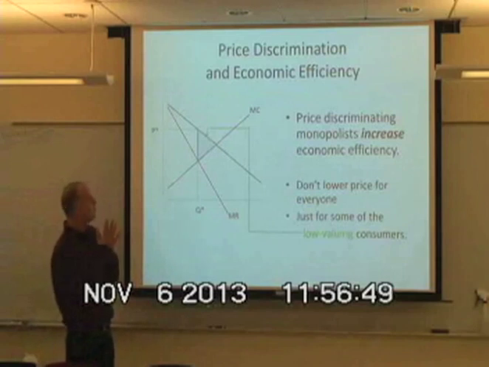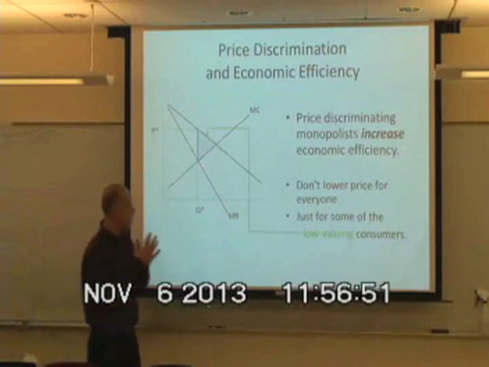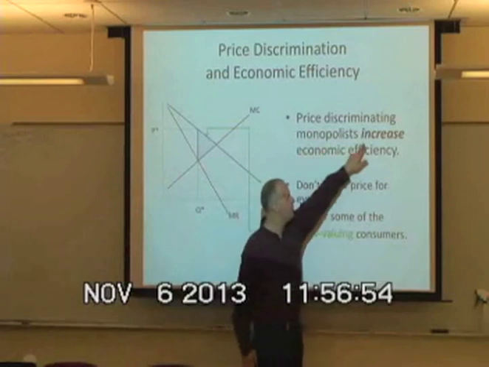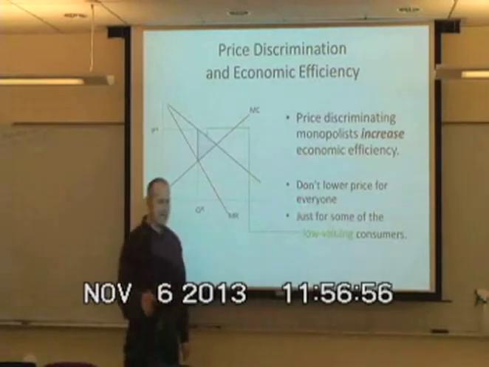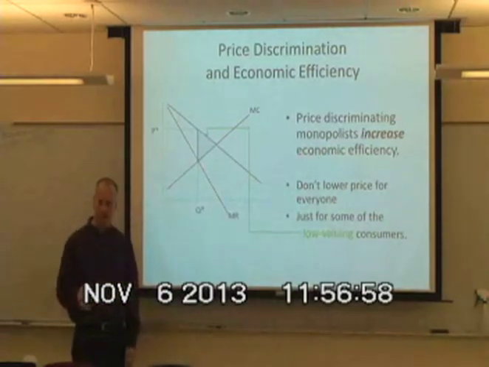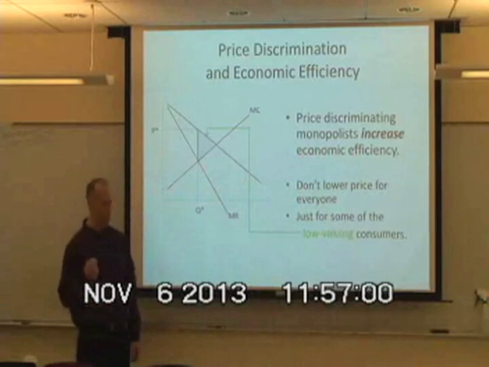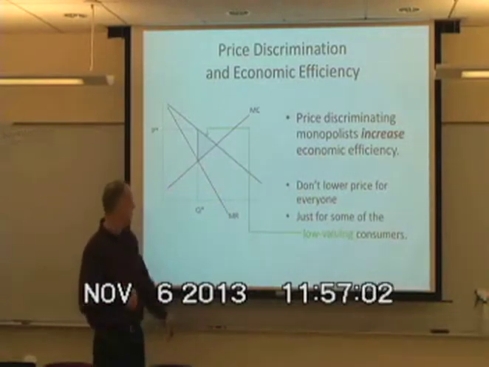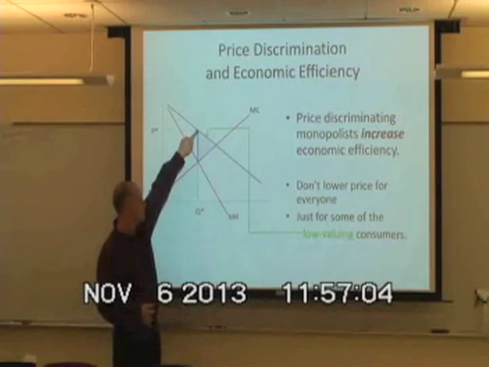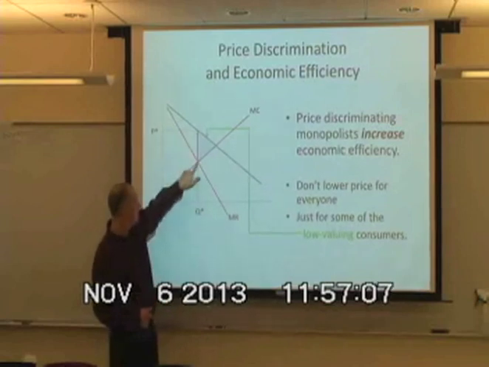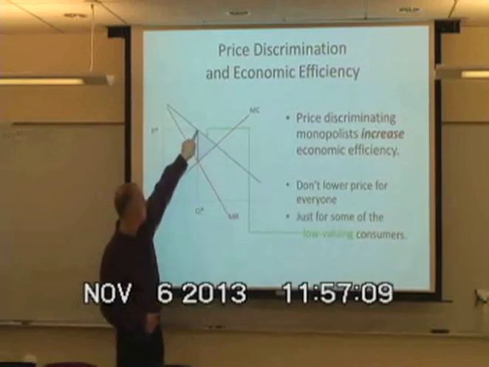A note about price discrimination and economic efficiency. The first thing that's perhaps counterintuitive is that a monopolist who price discriminates will actually increase economic efficiency, right? Remember, the old monopolists stopped here, right? Stop where marginal revenue equals marginal cost, price up to the demand curve.